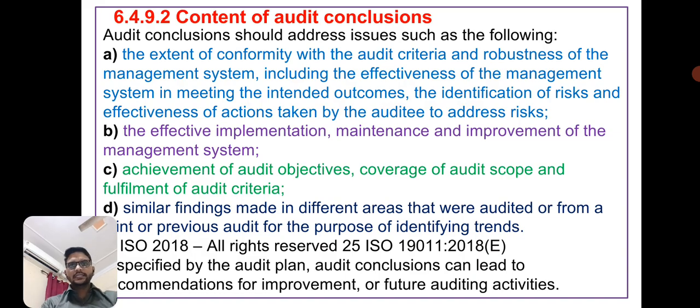Second is effective implementation, maintenance and improvement of the management system. Third is achievement of audit objectives, coverage of audit scope, and fulfillment of audit criteria. And fourth is similar findings made in different areas that were audited or found in a previous audit, for the purpose of identifying trends.